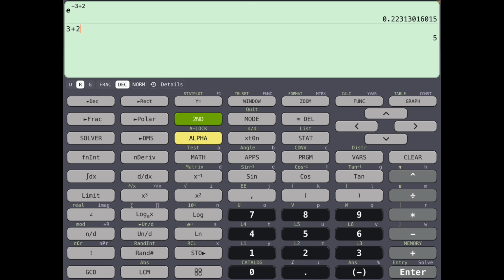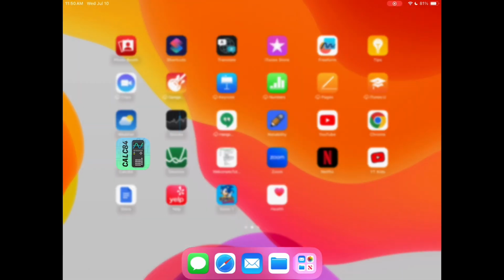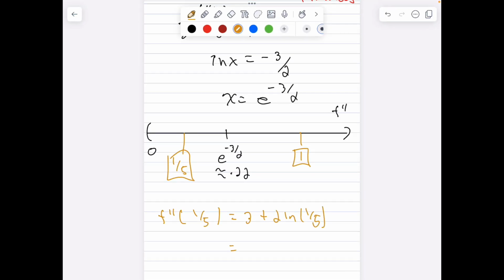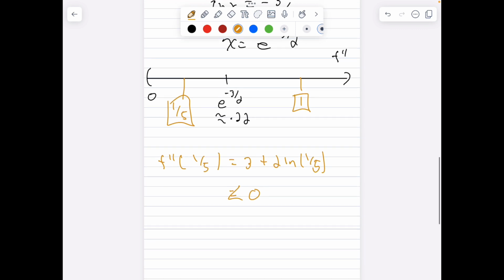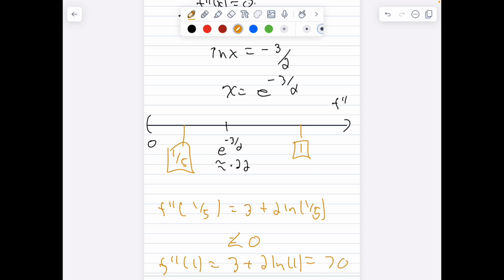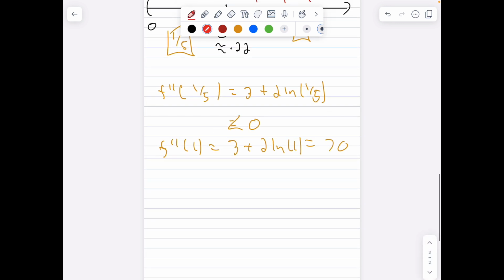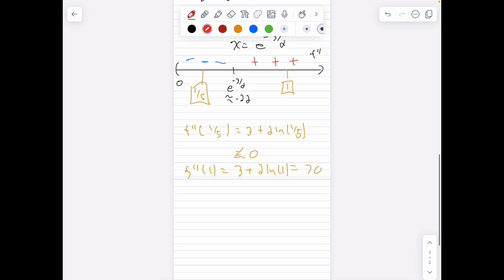3 plus 2 ln 1/5, you get a negative. And that's all I care about. I care about the sign. Okay, so this is less than 0. And if I take the second derivative at 1, this would be 3 plus 2 times the ln of 1, which is 3, which is positive. So it's going to be a positive value. And let me just write negatives here. Pluses on the other side. And then from there, we can figure everything out that we're looking for.